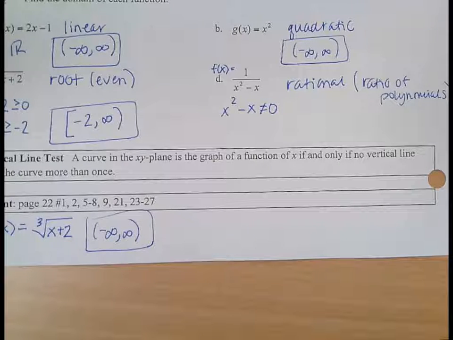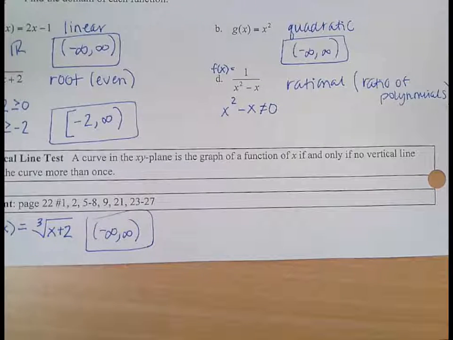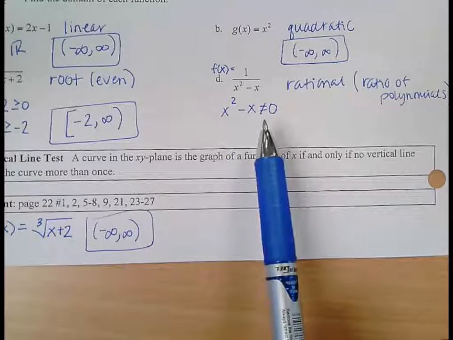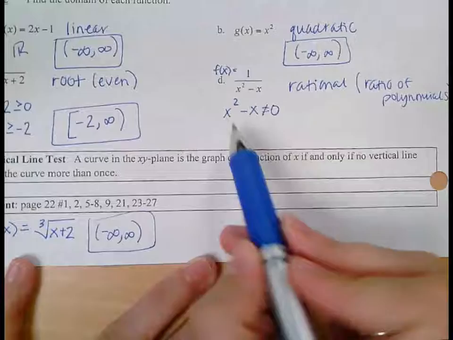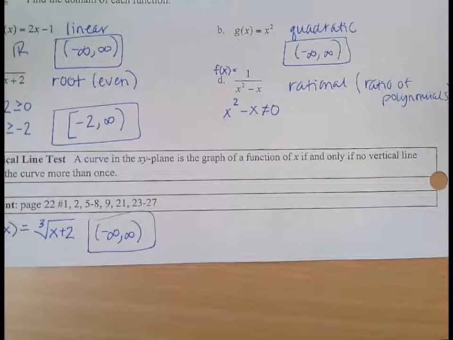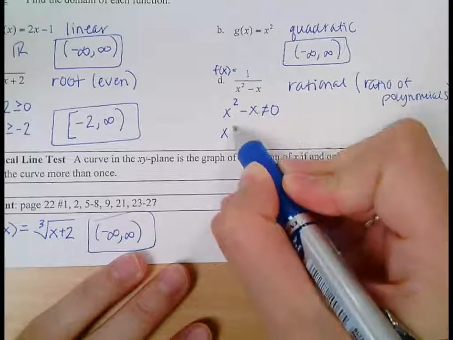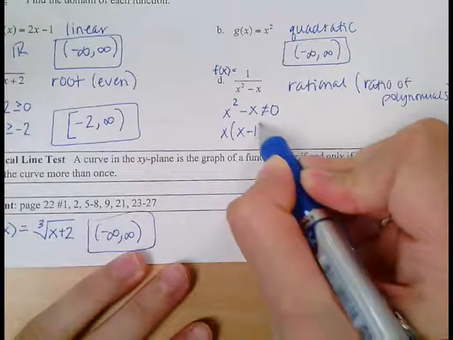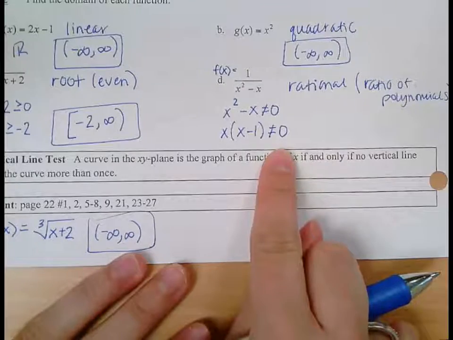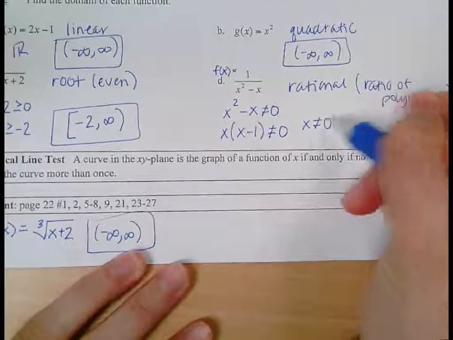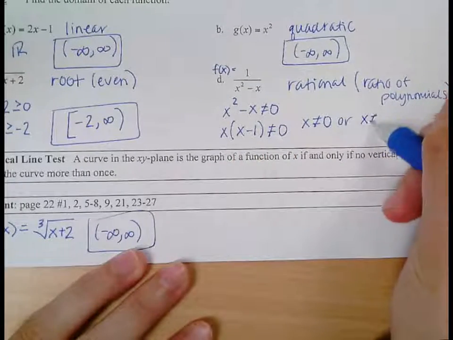Can't be 0, can't be 1. Did you just find those values by looking at it? Okay, and that's fine. How could I be sure, like, how could I solve this, I guess is what I'm asking. Yeah, so this is solving a quadratic equation. There's a lot of review going on, I know. So solving a quadratic equation, I can factor out an x. So then I'd have x times x minus 1 cannot equal 0. Use that 0 product property. This means x cannot equal 0 or x minus 1 can't equal 0, so x can't equal 1.